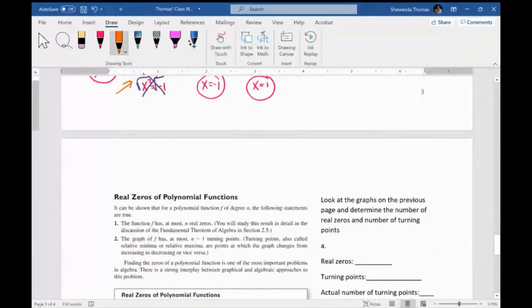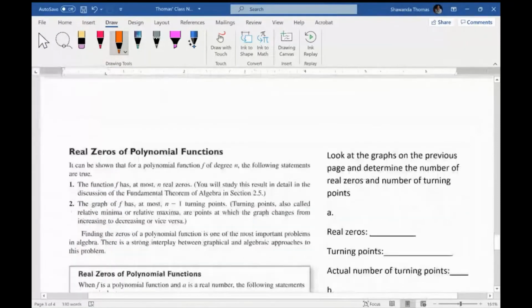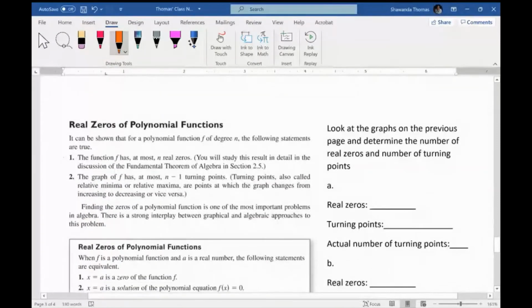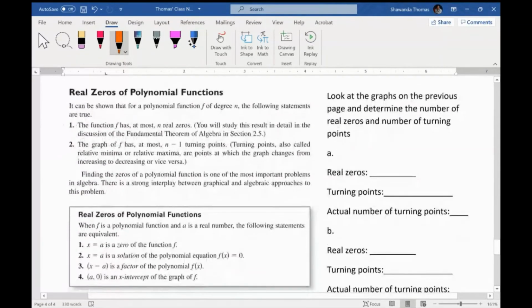Next, real zeros of polynomial functions. It can be shown that for a polynomial function f of degree n, the following statements are true. Number one, the function f has at most n real zeros. At most n real zeros. All right. So, what does it mean?